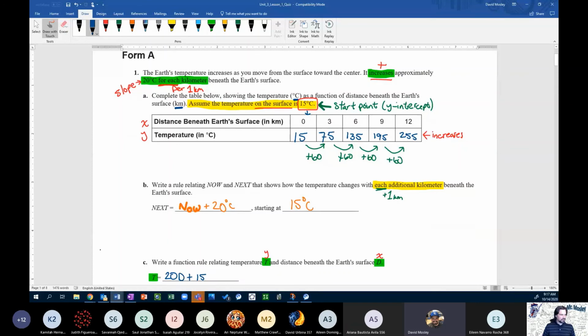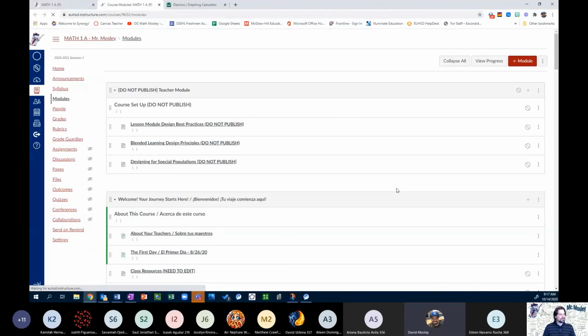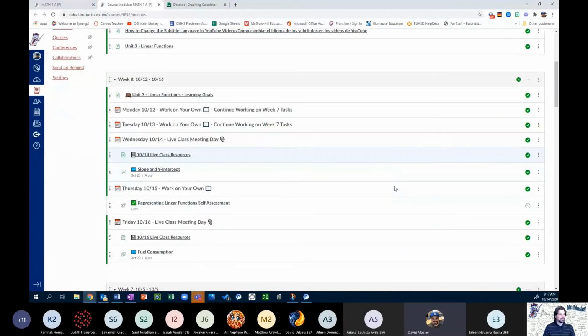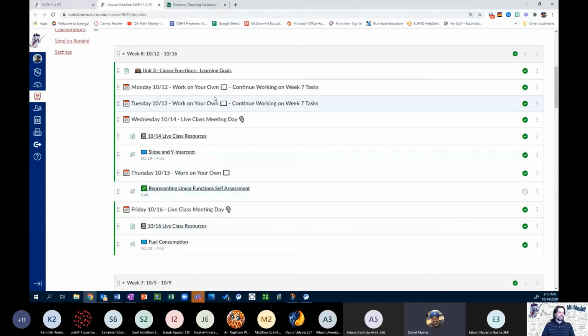For now, we're going to look at what's coming up in the course. All right. So in our weekly module, we're in week 8. We are still in unit 3 for linear functions. We've made it through Monday and Tuesday. It is now Wednesday. We're in our live class meeting. We will have the notes from today and the recording posted into the live class resources later on today.